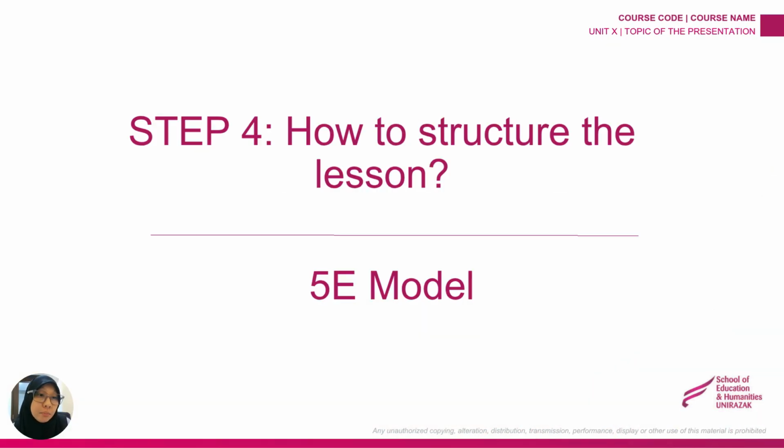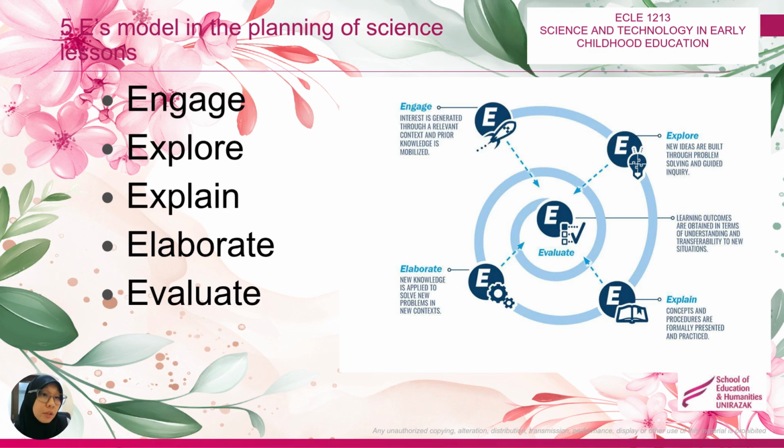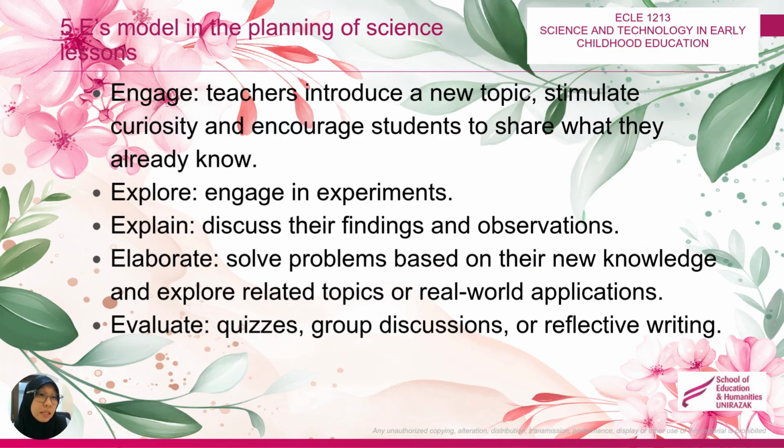Now, the next step is how are we going to structure the children's lesson? One way is by using the 5 E's model. The 5 E's model in the planning of a science lesson has 5 stages. This is very important. The first stage is engage, and then explore, explain, elaborate, and evaluate. So let's look at these 5 stages one by one. The first one we have is engage.